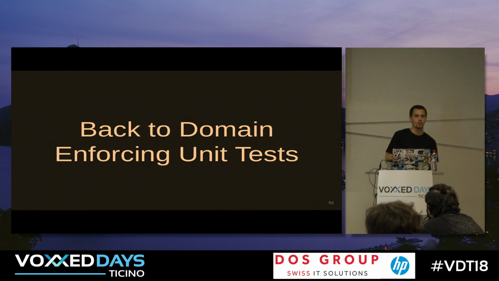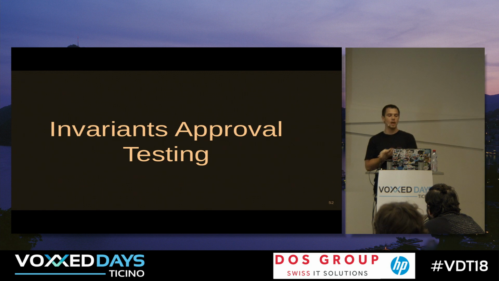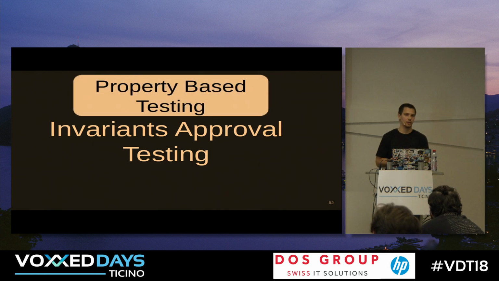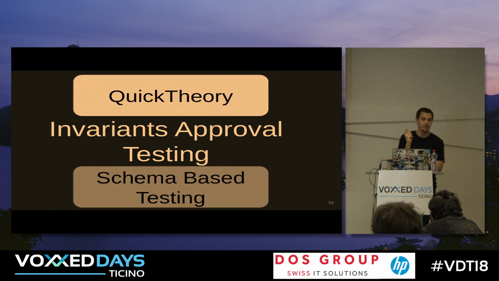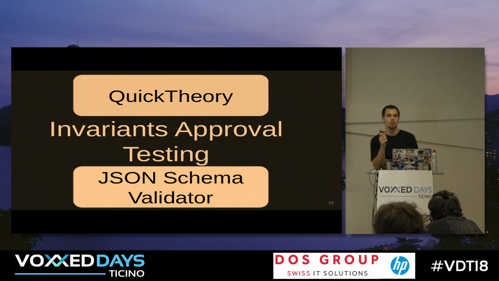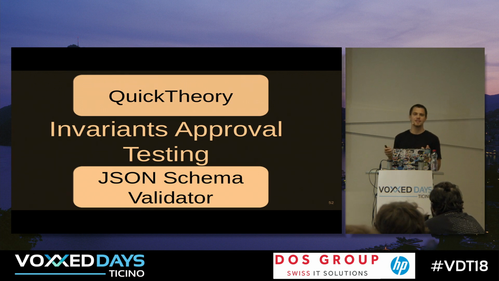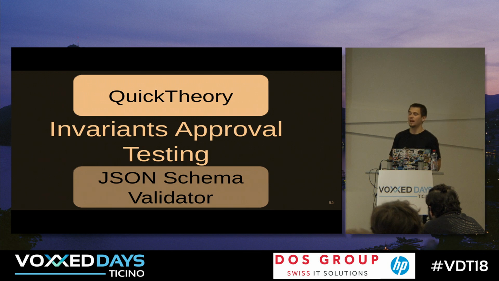But back to the domain enforcing unit tests, and in particular invariants and approval tests. To give you an example, there are two main styles I've seen in the wild: property-based testing and schema-based testing. For property-based testing, the example I'll give today would be on QuickTheory. It's a great library in Java. And for schema-based testing, people usually use a JSON schema protocol. Basically, you define the metadata of your JSON, like, there is a field that should be a string, there is an integer field, the integer should not be negative. So you're basically testing the metadata of the JSON format you're working with, which is fairly simple. It's open source and a well-documented flow. But QuickTheory is something I like to use myself.